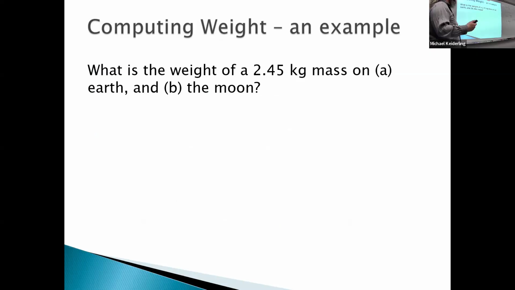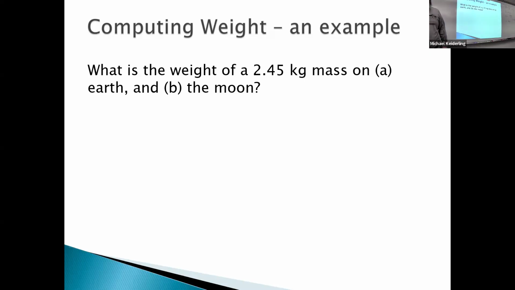So here's an example of computing weight. Weight will be in newtons, mass is in kilograms. Kilograms or grams are a measure of mass. Newtons is a measure of weight. Weight is the force of gravity on you. So what is the weight of a 2.45 kilogram mass on Earth and on the moon?